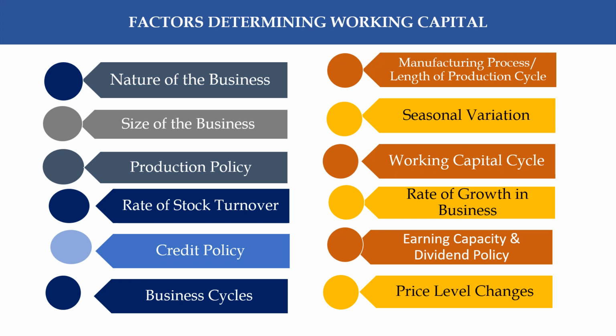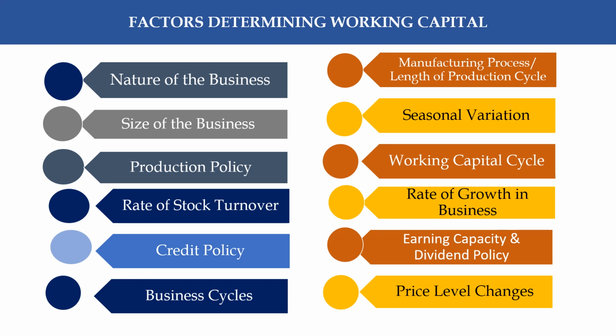Next one is manufacturing process or length of production cycle. It's nothing but how long it takes to convert the raw material into finished goods. If it takes more time, in that case you need more amount of working capital. If it takes less time, you need less amount of working capital.